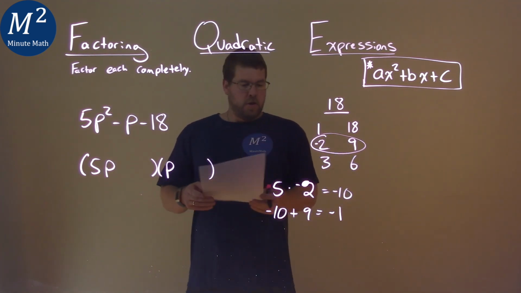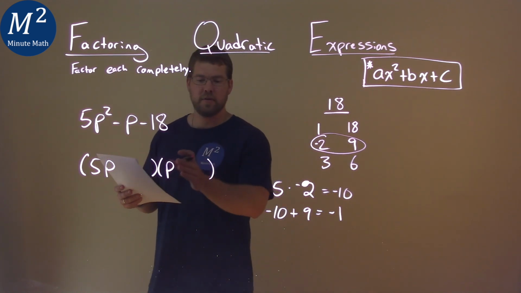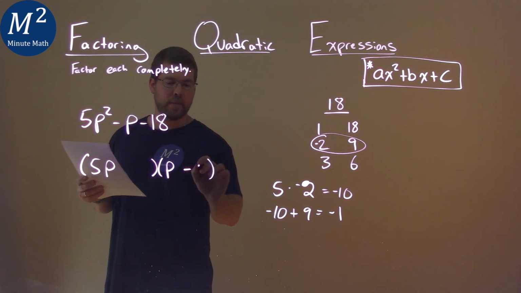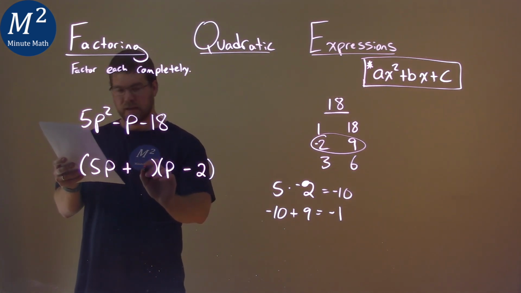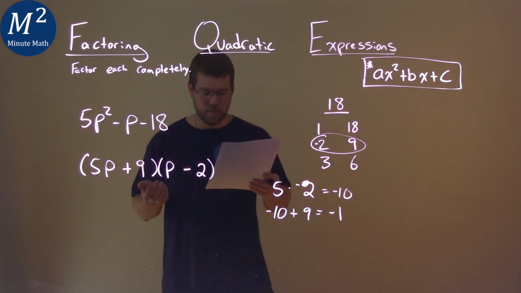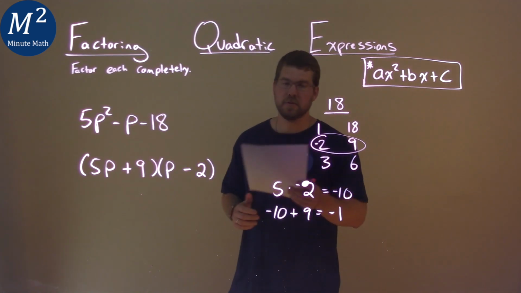Alright, so we have our two values, negative 2 and 9, so how do they fit here? Well, 5 has to be multiplied by the negative 2. So put the minus 2 here, then we put the plus 9 here. And so our final answer in factored form is just 5p plus 9 times p minus 2.